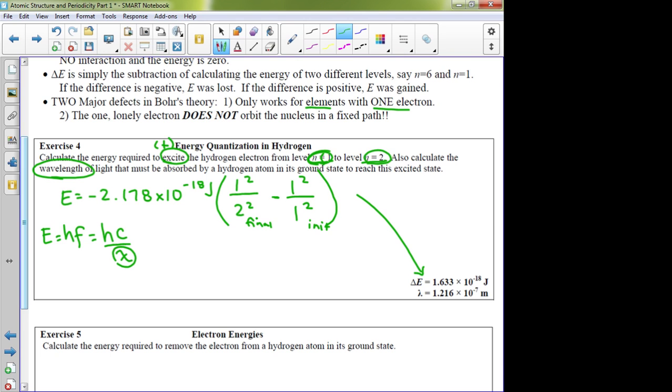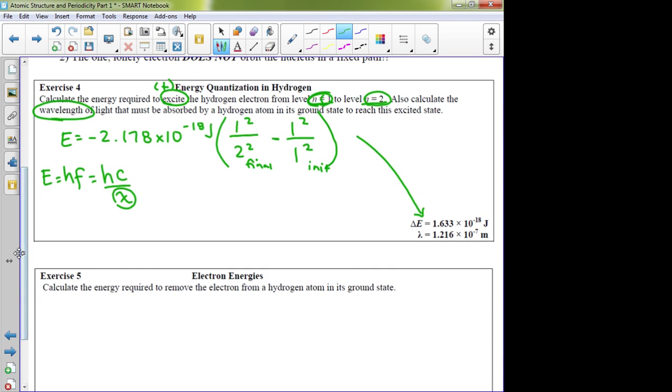All right. So we would just solve for my wavelength here. So wavelength would be equal to hc divided by E, because if you're solving for something in the denominator, when you cross multiply, all you do is swap places. So I would plug in my Planck's constant, my speed of light, and the energy I just found there. And then I would get my wavelength is 1.216 times 10 to the negative 7th meters.